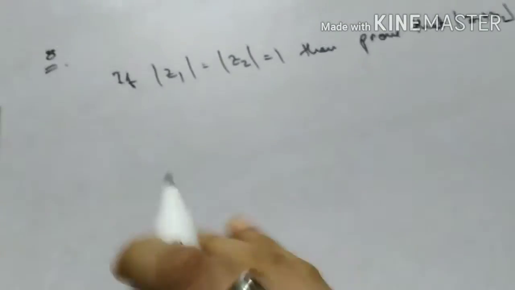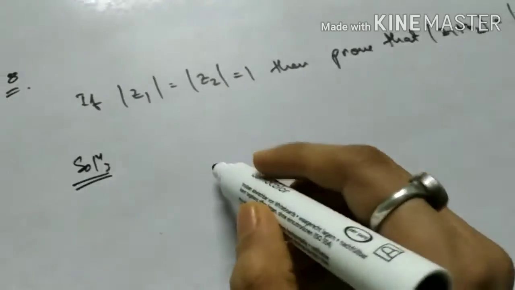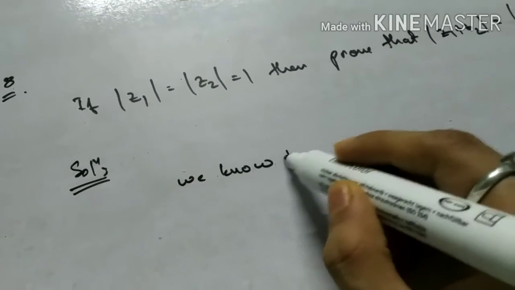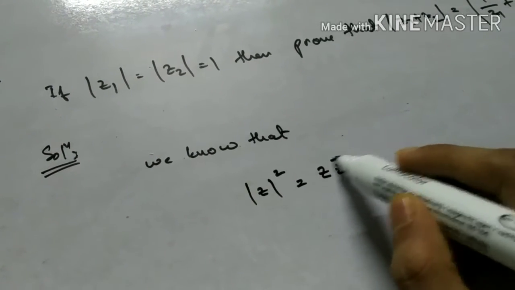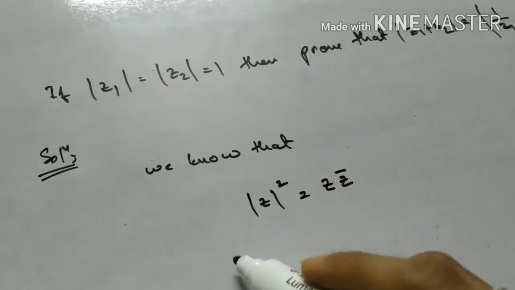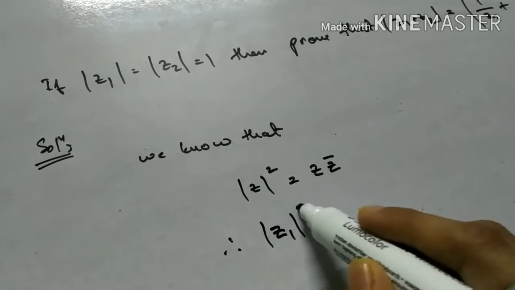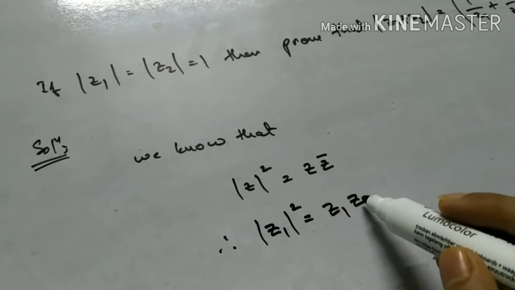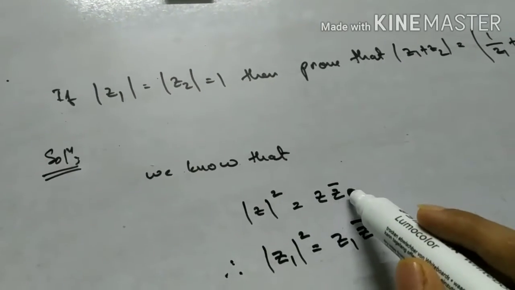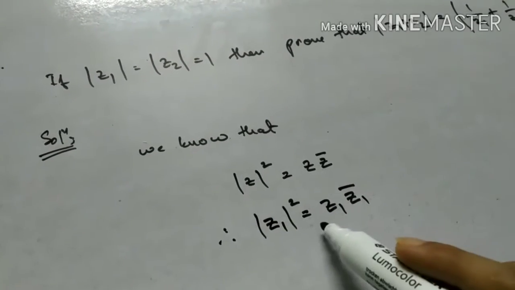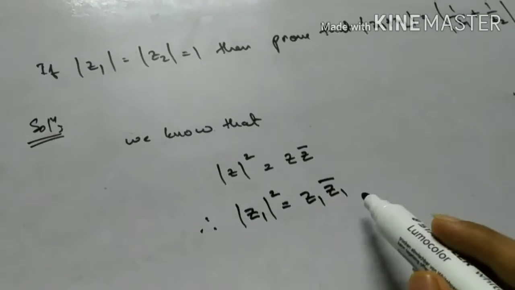Question number 8, number A. If modulus z1 is equal to modulus z2 is equal to 1, then prove that modulus z1 plus z2 is equal to modulus 1 by z1 plus 1 by z2. So solution, we know that modulus z square is equal to z into z bar. So therefore I can say that modulus z1 square is equal to z1 into z1 bar. Okay, this one we know, modulus z square is equal to z into z bar. So therefore I can write modulus z1 square will be equal to z1 into z1 bar.